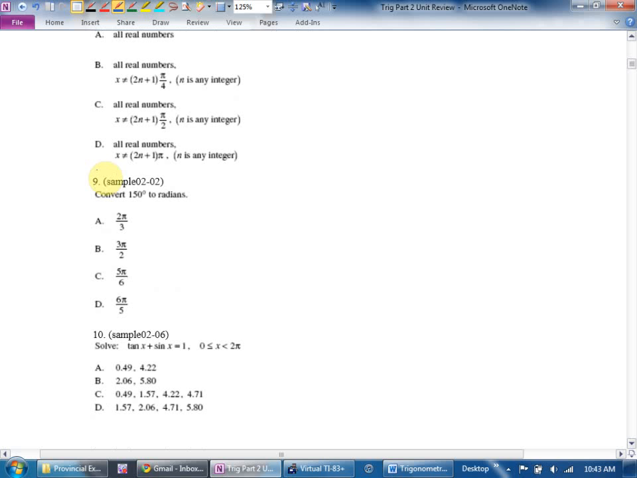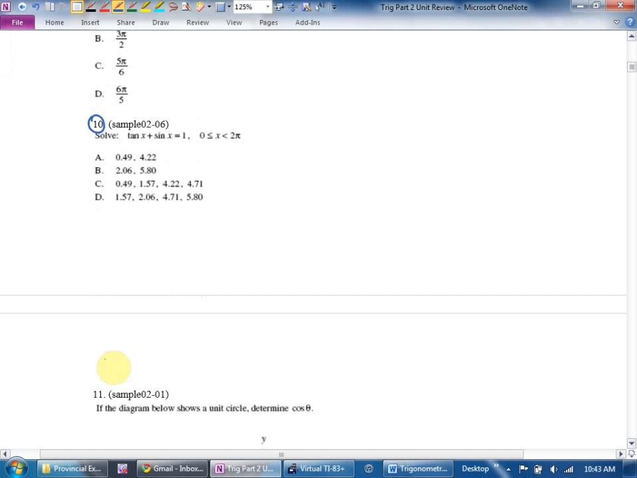Number 10. Glance at 10 and tell me quickly, how will you solve that? Graphing calculator, right? Hopefully to do number 10, you would count your solutions, and if there were 2, you'd cross off A and B. If there are 4, you'd cross off C and D. And then hopefully you'd even be smarter. You only need to find the first one, don't you?